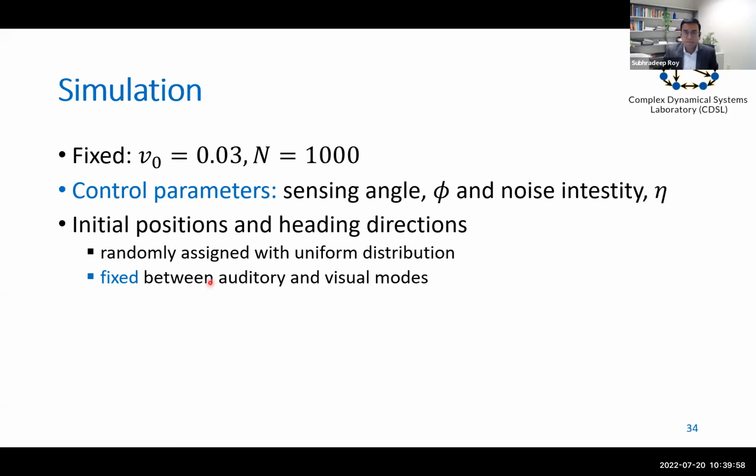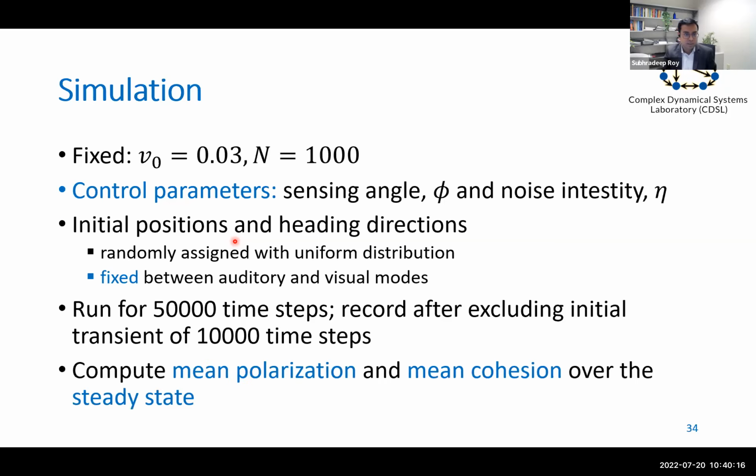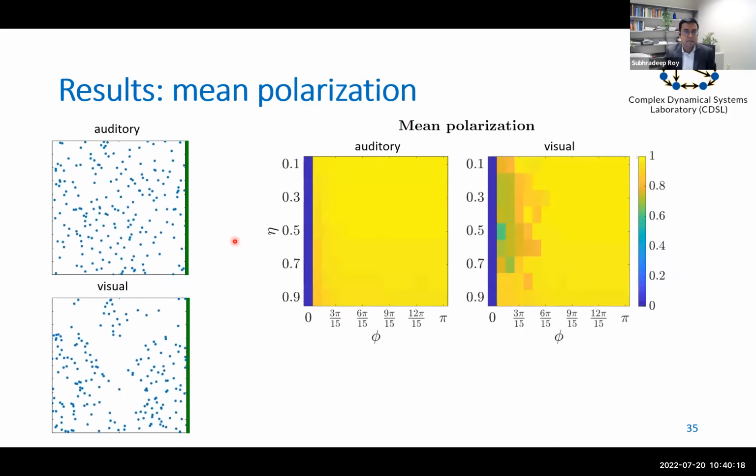Again, we keep the initial conditions between these two contrasting simulations exactly the same, and we ran it for 50,000 time steps, excluding the transient. And then we have the 10,000 data points on which we computed the mean polarization and the mean cohesion. So I think that's where the next plots would be.